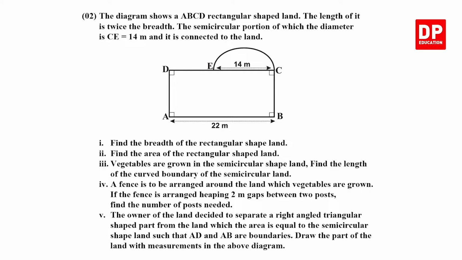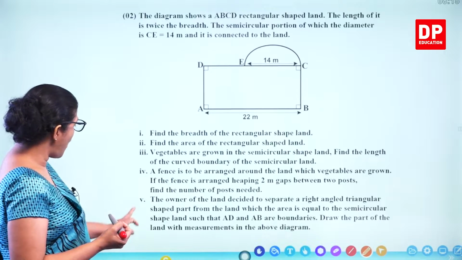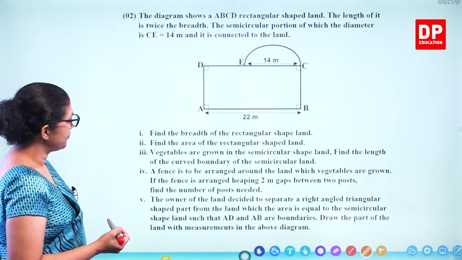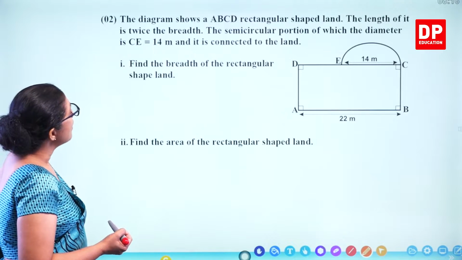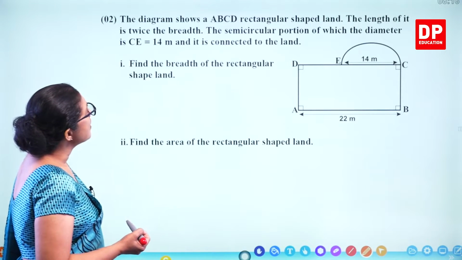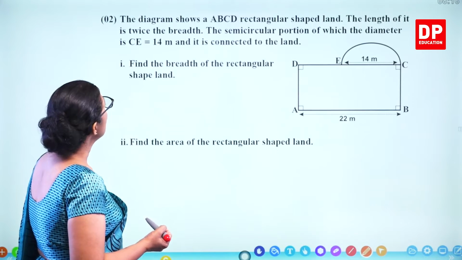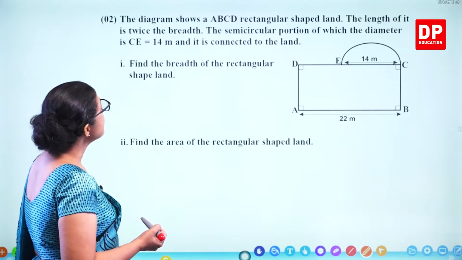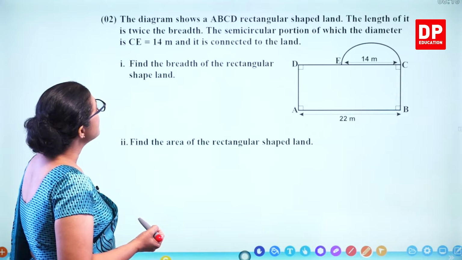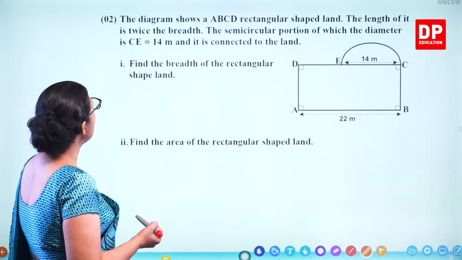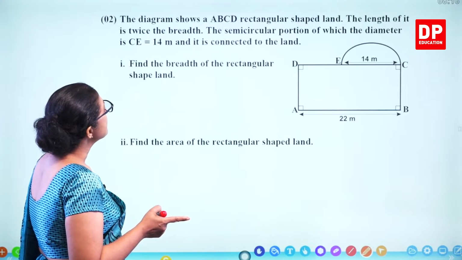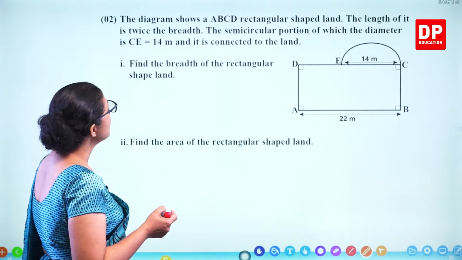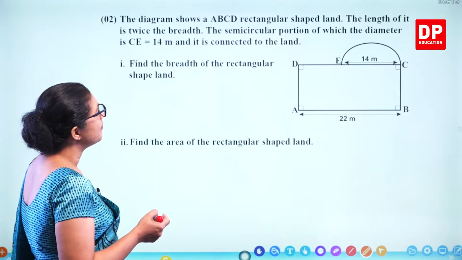Now you can try question number 2. That's about area. So you get 5 parts. We'll try to do that. The diagram shows ABCD rectangular shaped land. The length of it is twice the breadth. The semicircular portion of which the diameter is CE is 14 meters and it's connected to the land. Find the breadth of the rectangular shaped land.